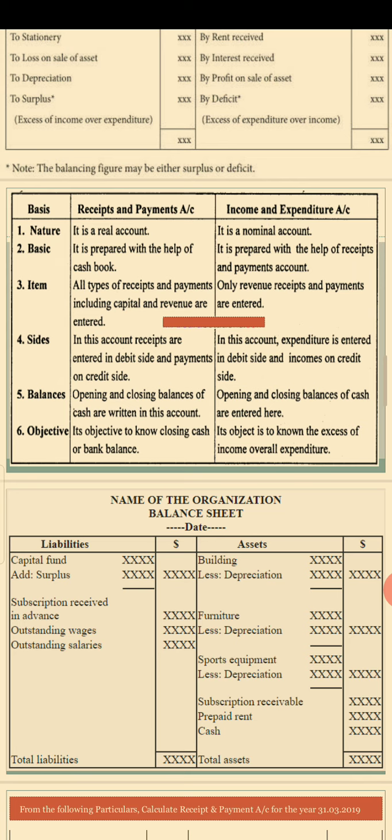Point number 2: it is prepared with the help of cash book. Receipt and payment account is prepared with the help of cash book, whereas income and expenditure account is prepared with the help of receipt and payment account. This is the second difference. Third difference: all types of receipts and payments, including capital and revenue natures, are recorded, but in case of income and expenditure account, only revenue receipts and payments are considered.